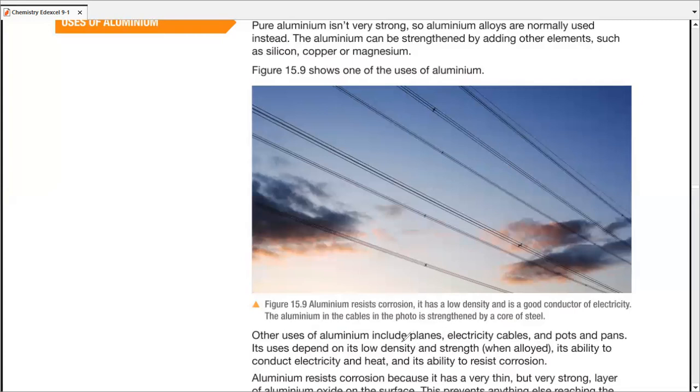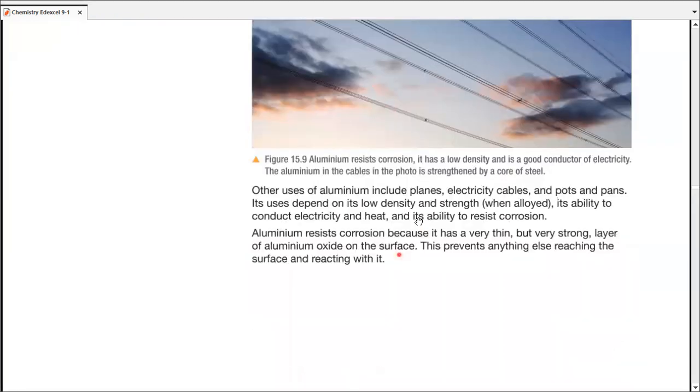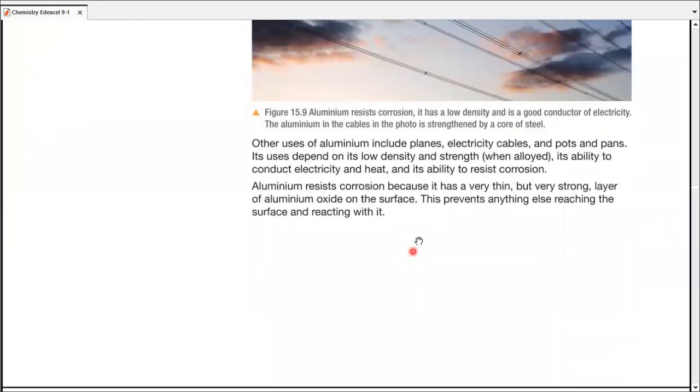So we also use aluminum to make planes, electricity cables, pots, and pans. The pans we commonly use for frying at home. It is low density, it has a great strength when alloyed, its ability to conduct electricity and heat is put to a very good use, and it can also resist corrosion. It does not get corroded, it does not turn into small flakes and fall off. That's the best part of aluminum.